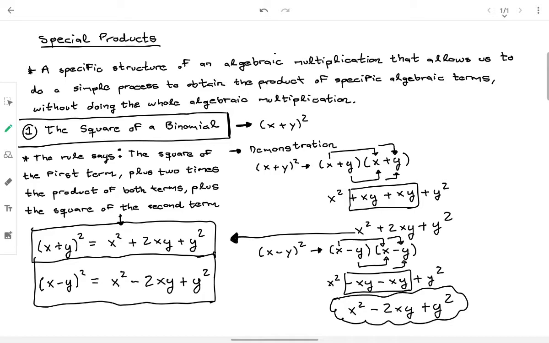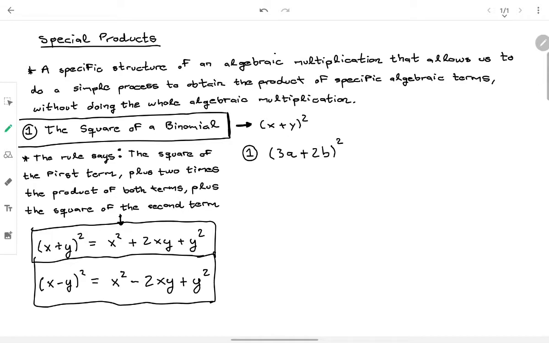So let's see some examples in order to know what to do with this kind of exercise, the square of a binomial. The first exercise is going to be something like this, 3a plus 2b squared. Remember, from today on, we are going to use the special product rule. We are not going to do the whole multiplication like in the demonstration. So we need to apply the rule. In this case, we know that it's going to be a positive one. So the rule is going to be the one from x plus y squared.